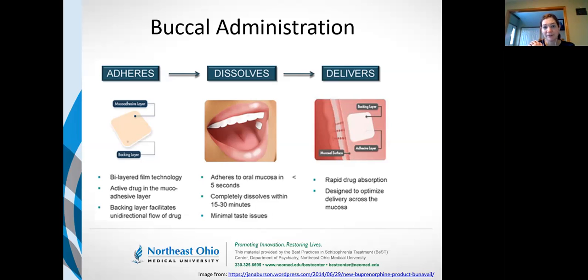It will dissolve. It's important that patients, as they're putting it in their mouth, have hands that are clean but dry, because if they are wet, the film could get stuck to their fingers and they wouldn't necessarily get the full drug delivered. This one dissolves completely within about 15 to 30 minutes. And because it's on the side, we don't see as many taste issues as we see with some of the sublingual preparations.